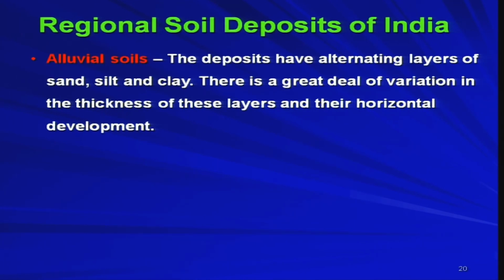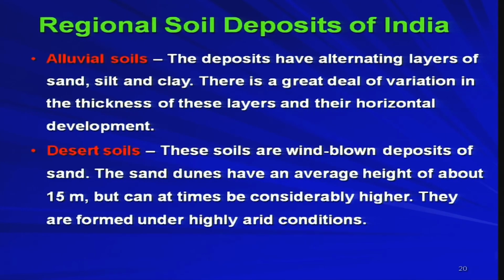Then coming to the alluvial soil, the deposits have alternating layers of sand, silt and clay, as is quite obvious, because you are getting this kind of soil under running water. So there is a great deal of variation in the thickness of these layers and their horizontal development.